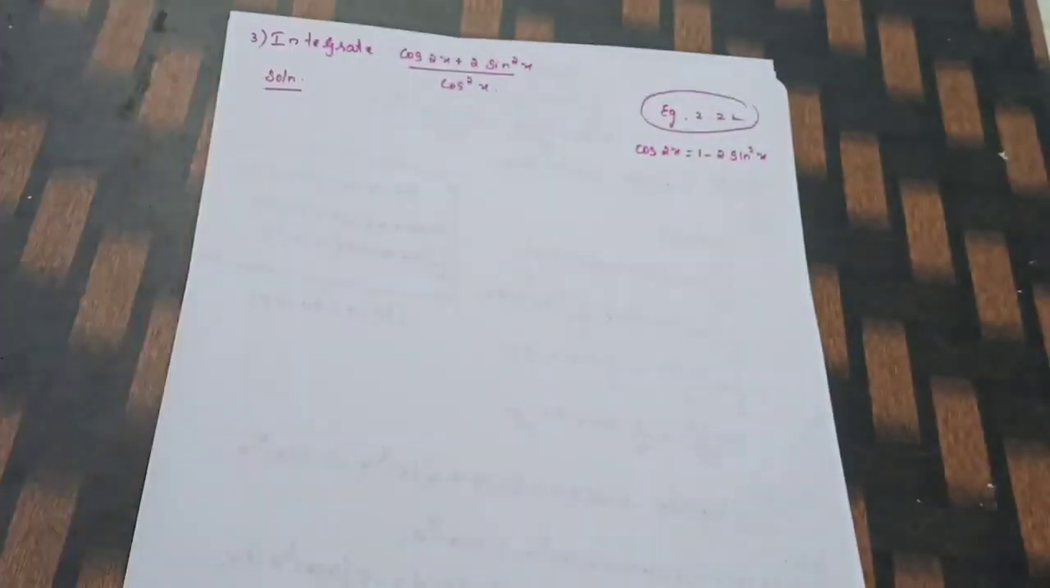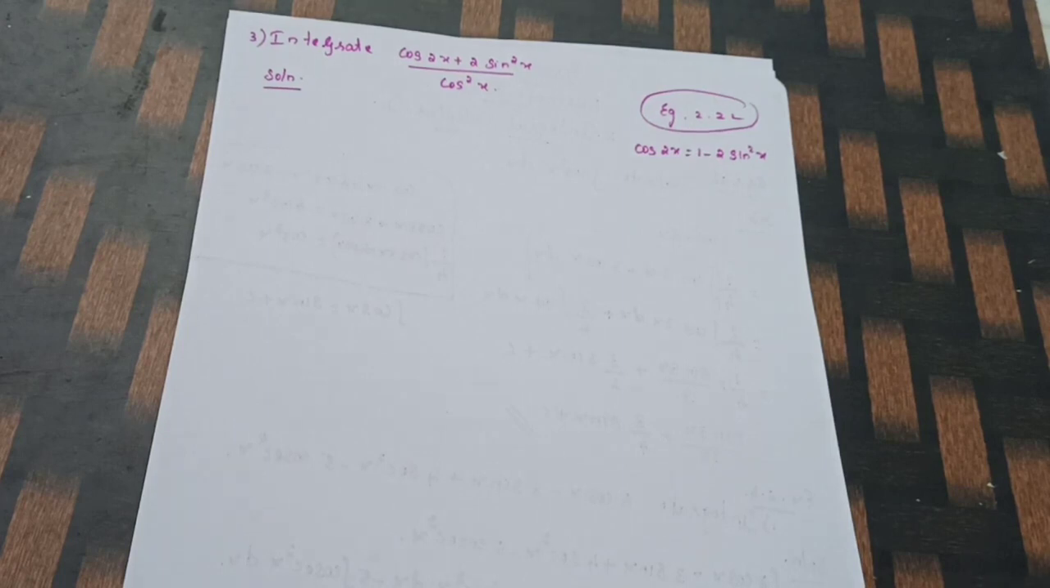Understand, children? In example 2.22 I gave 4 formulas for cos 2x. There itself I explained to you that for cos 2x there are 4 formulas. So whichever formula I need, that one I chose here. Here I need the formula related to square, so I chose the formula related to this one. So cos 2x is equal to 1 minus 2 sin square x.